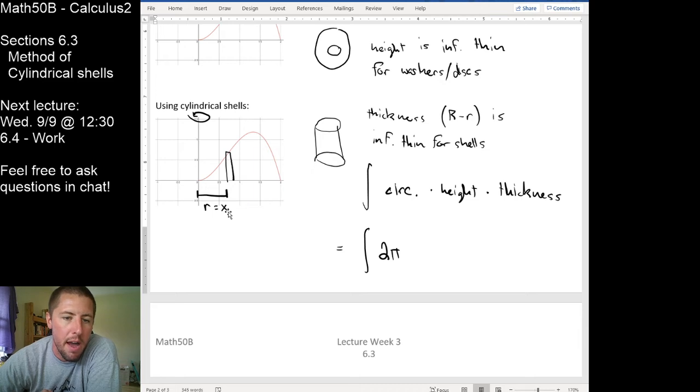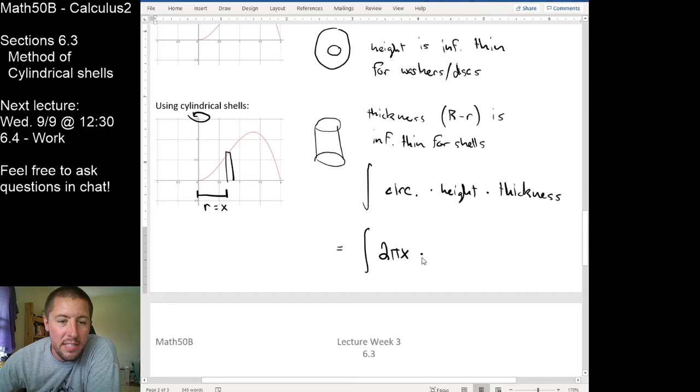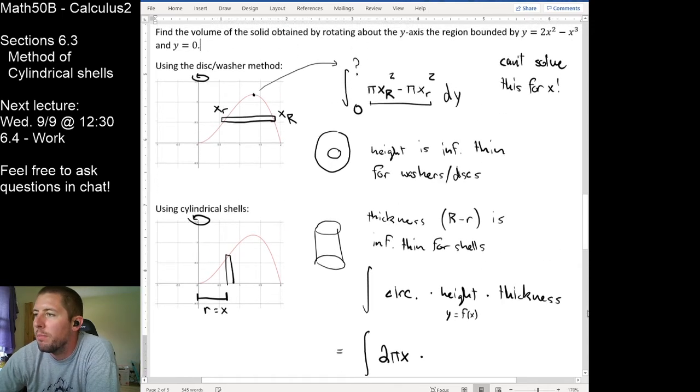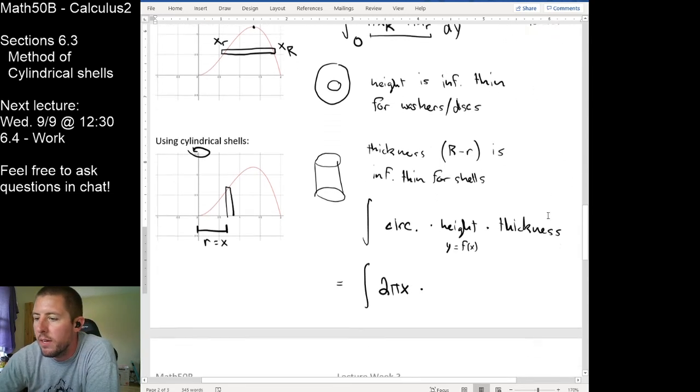So you should really think 2 pi r. In our case, because of the way that we have oriented this image, the radius is equivalent to the x value. The height, well, that's super nice. The height of a function is always the y value, right? The height is y, that's f of x. Well, I've got that up here. I scrolled up a little far, but that's our 2x squared minus x cubed. That is y, 2x squared minus x cubed right there.